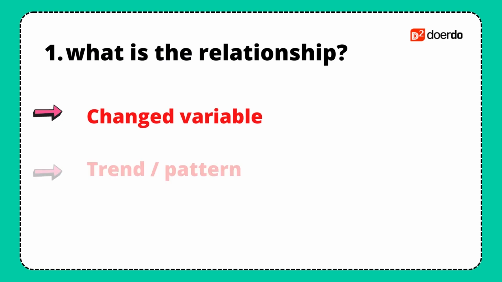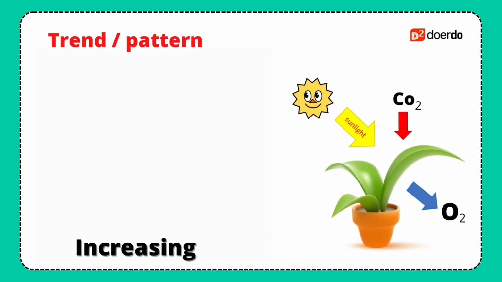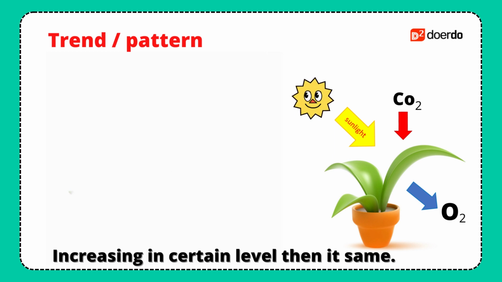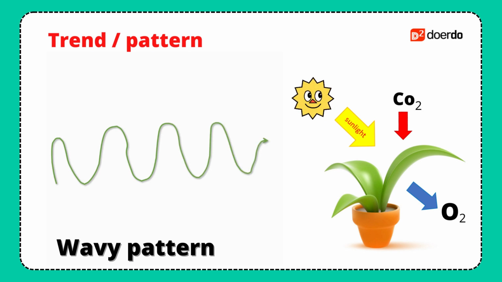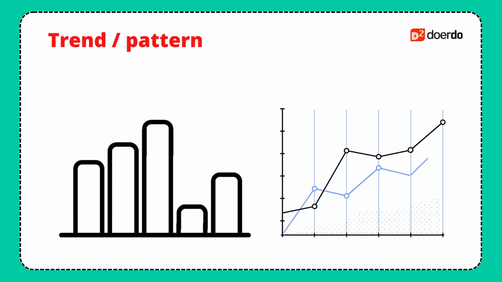Next, we look for trend and pattern. What do you mean by the trend and pattern? Look for whether the photosynthesis process has increased or decreased. Or how does it increase? Does it keep increasing? Or does it keep decreasing? Or does it increase to a certain level and then stay the same? Or is it a wavy pattern you're going to see? What is the trend or pattern you will be seeing when you change a certain variable? That is something you have to identify.